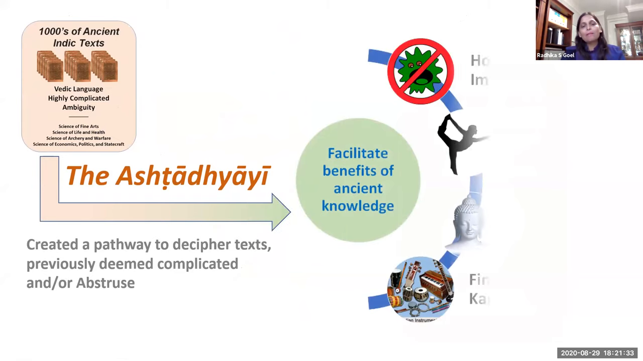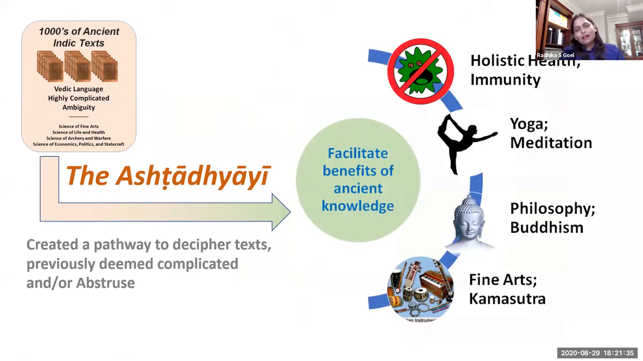So he created a pathway to decipher the Vedic texts that were deemed complicated or abstruse. So you have Ayurveda, which is coming from Rig Veda, all the knowledge that is there can be clearly understood.